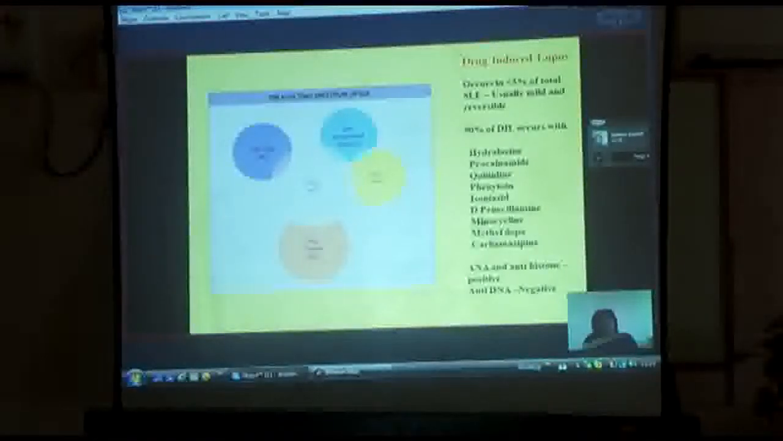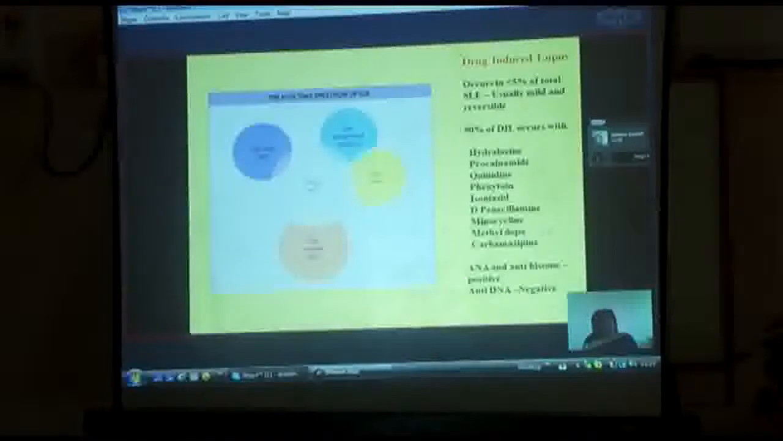I would like to mention minocycline, which is used for acne, can cause drug-induced lupus, and we see this fairly commonly here. The antibodies are ANA and anti-histone antibodies. Usually the double-stranded anti-DNA antibodies are negative in drug-induced lupus.